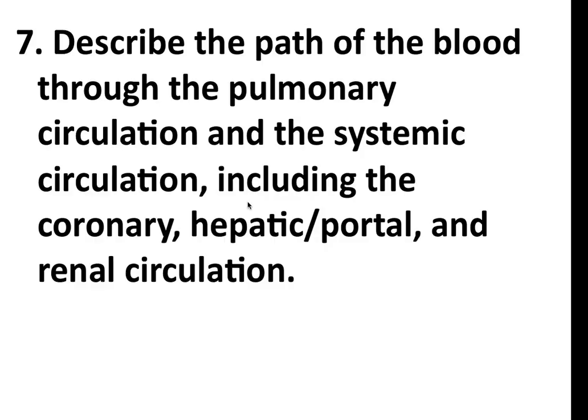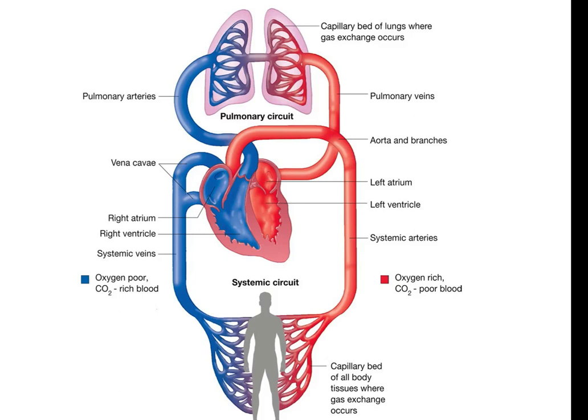Okay, so back to the objective. Describe the path of blood through the pulmonary circulation, systemic circulation, and the hepatic, portal, coronary, and renal circulation. So let's start with the general circulation again. Here's your right side and left side. This is the vena cava coming in, goes up to the lungs and back again.